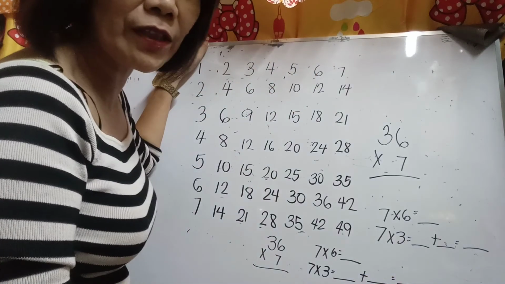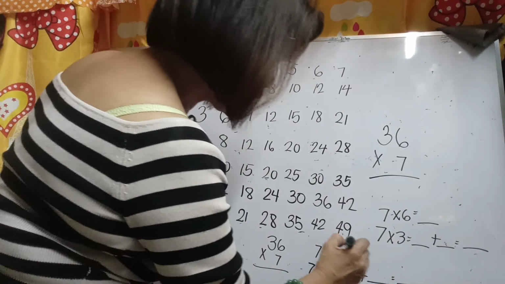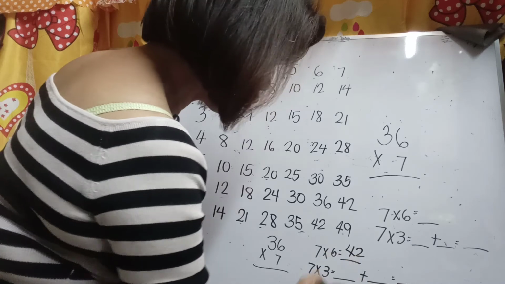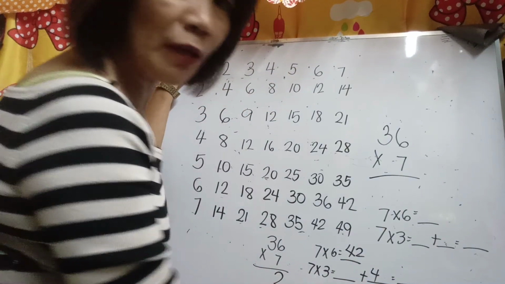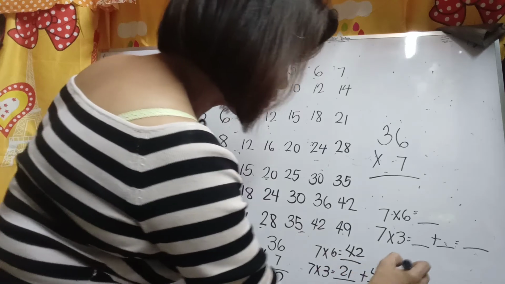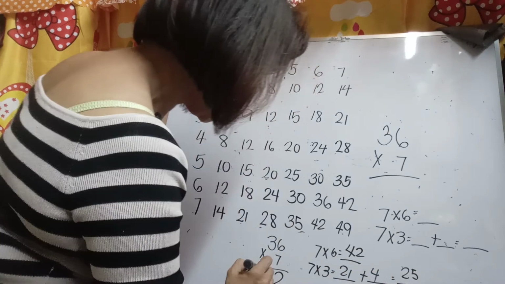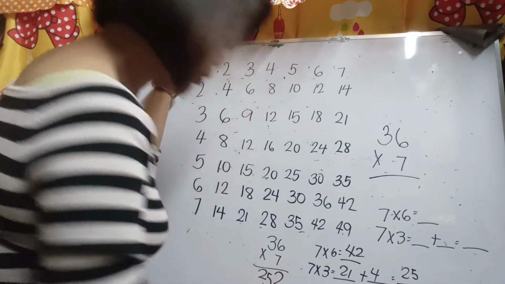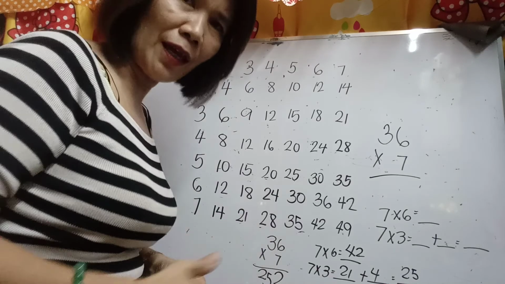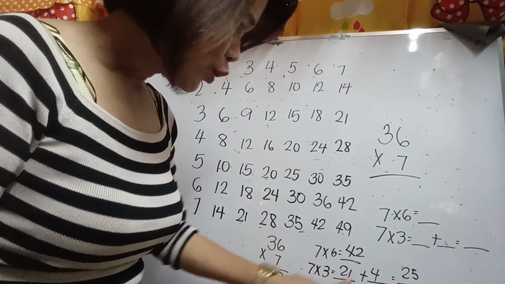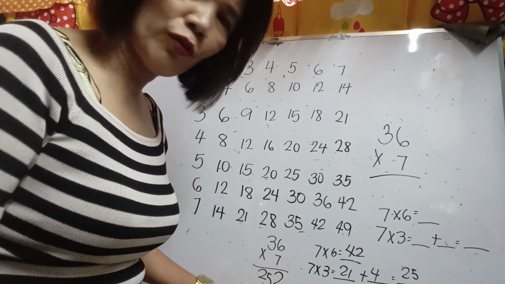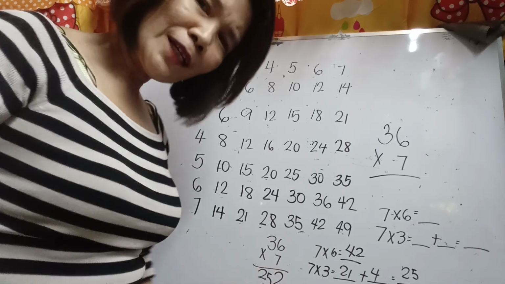Okay, paano gagawin natin dyan? So, that would be 7 times 6 is 42. Itong 2 na to, dito nyo lalagay. Itong 4 na to, dito. So, 7 times 3 is 21 plus 4 is 25. Yung 25 niya, lagay nyo dito. Okay, so yun yung pinakamadali para kayo ay matuto. So, sabi niya 7 times 6 is 42. Yung 2, lalagay nyo dito. Okay? Thank you so much.